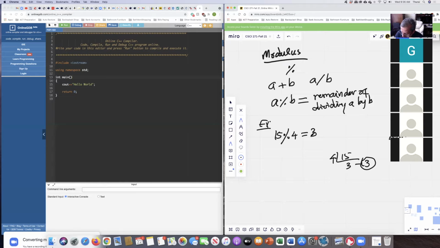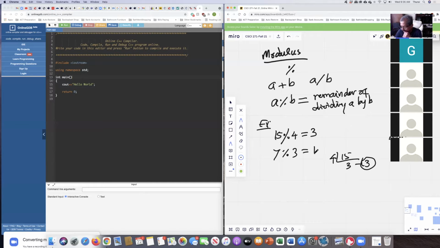So 7 modulus 3. 3 goes into 7 2 times with a remainder of 1. So the 1 is the answer there. So this is an operator that produces a number which is the remainder of dividing the first number by the second. And the reason for this operator is that in computer programming, it's a valuable tool.